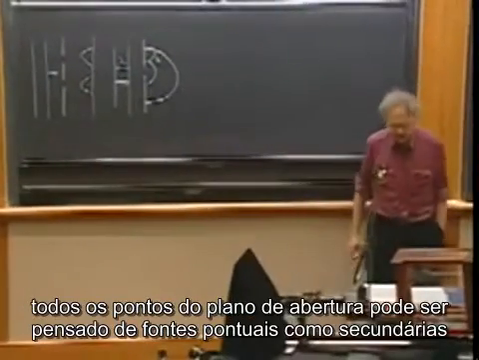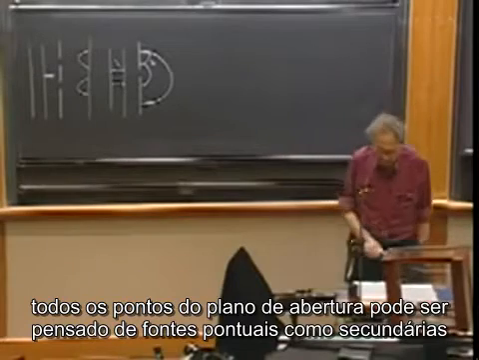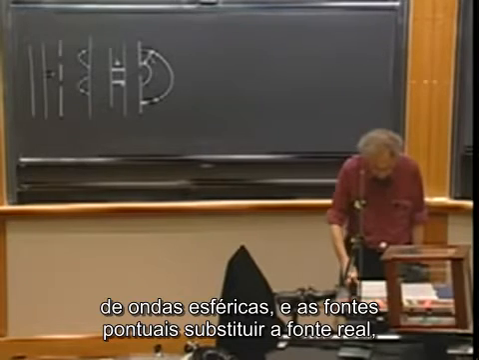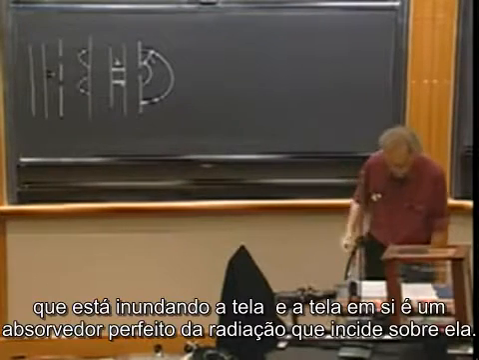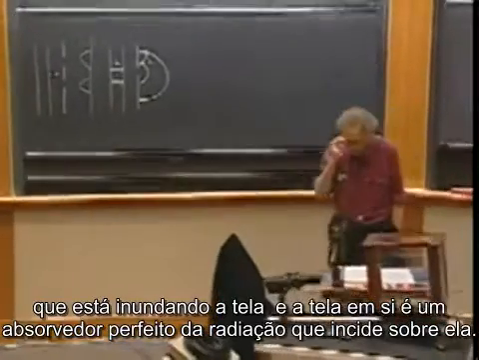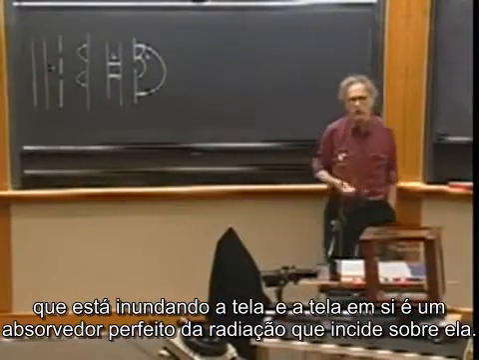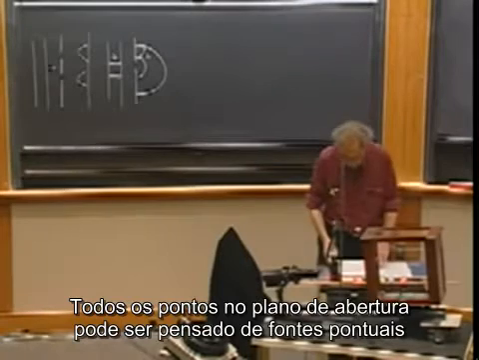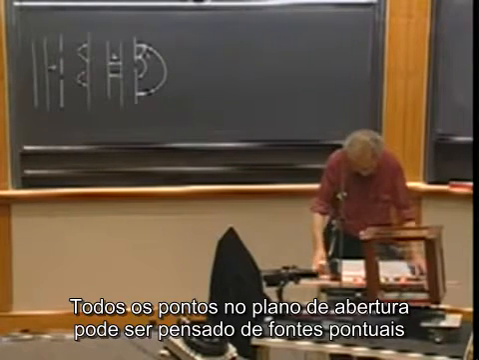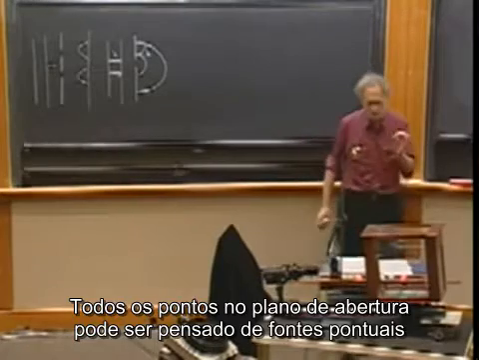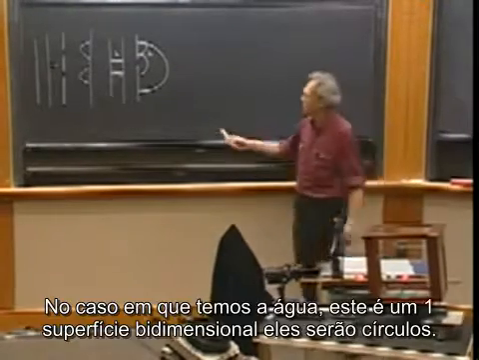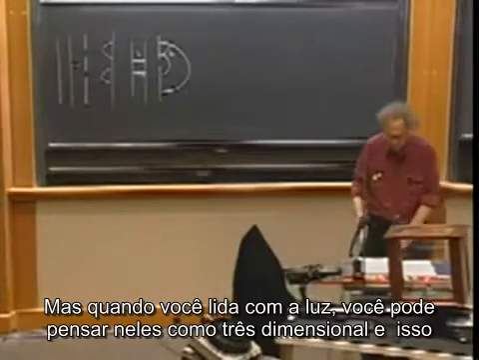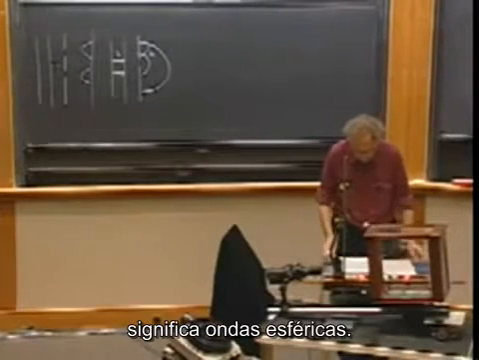All points in the aperture plane may be thought of as secondary point sources of spherical waves. And the point sources replace the real source which is flooding the screen, and the screen itself is a perfect absorber of the radiation falling upon it. And so I will repeat the Huygens-Fresnel principle, which I will need today. All points in the aperture plane may be thought of as secondary point sources of spherical waves. In the case that we had water, this is a two-dimensional surface, they would be circles. But when you deal with light, you can think of them as three-dimensional, that means spherical waves.